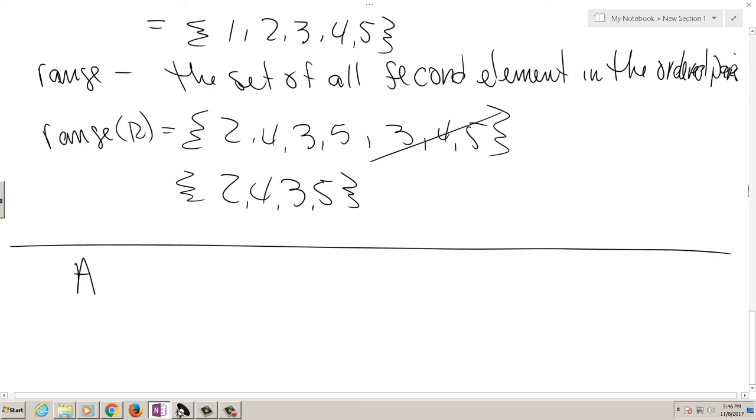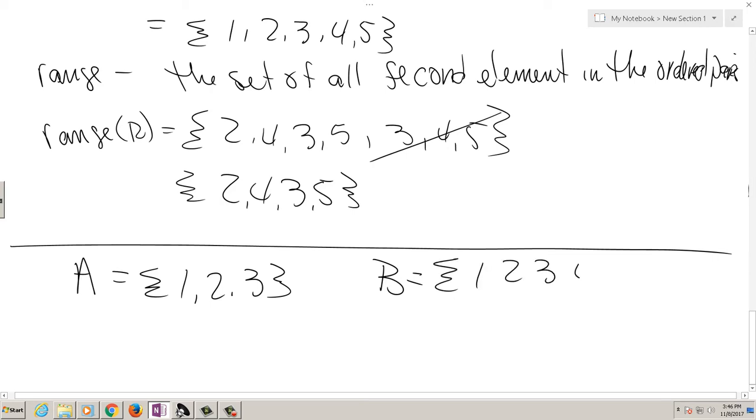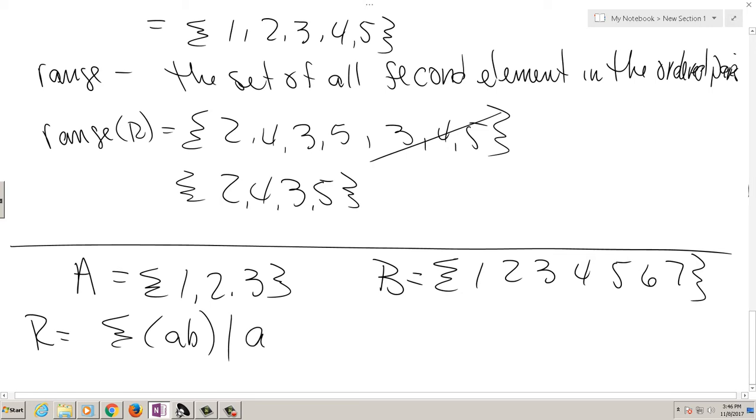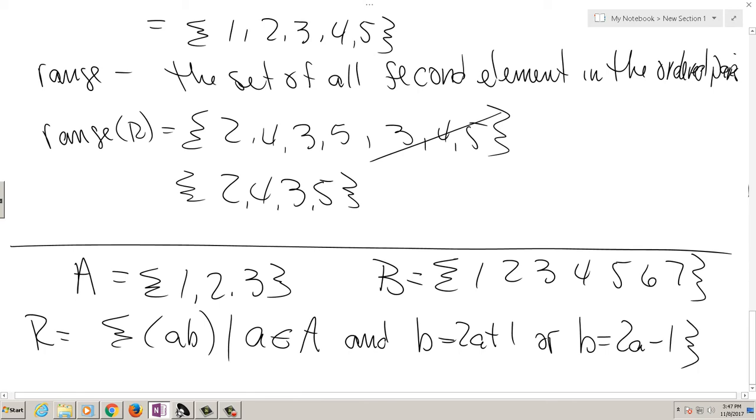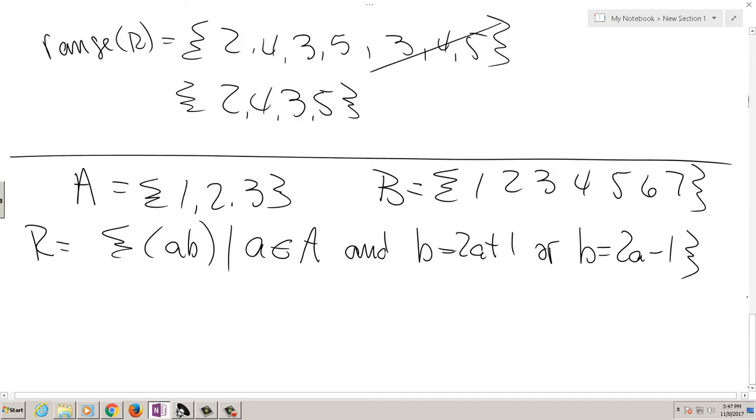So let's say, for instance, that I had set A that contained 1, 2, and 3, and I had set B that contained the integers 1 through 7. And I am going to define the relation, instead of as a set of ordered pairs, as the set of all (a, b) such that a is an element in A and b is equal to 2a plus 1 or b is equal to 2a minus 1. So now I have a function, and from that function I should be able to generate the elements of the set. So let's see if we can do it.